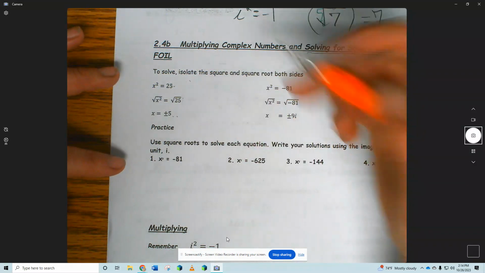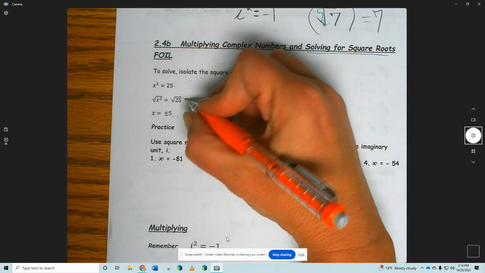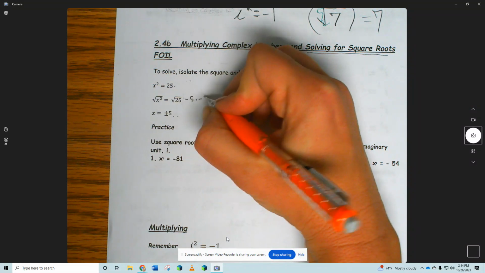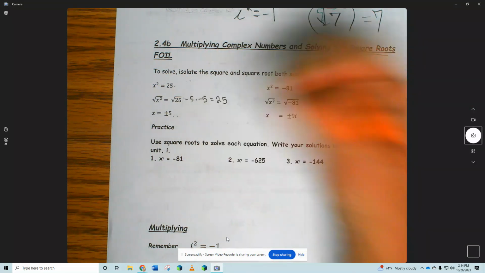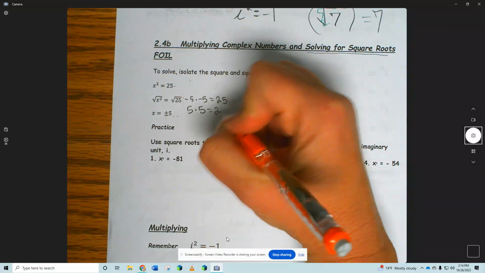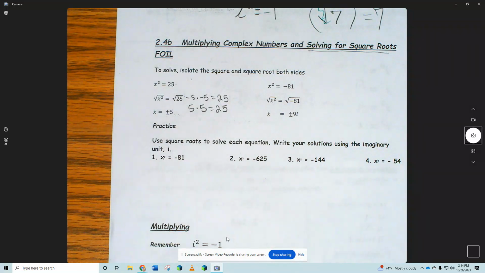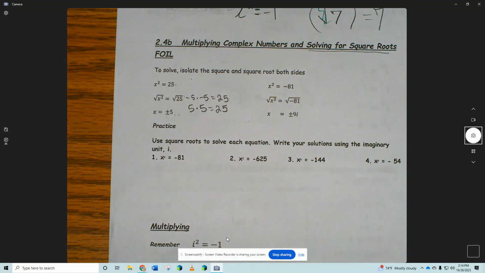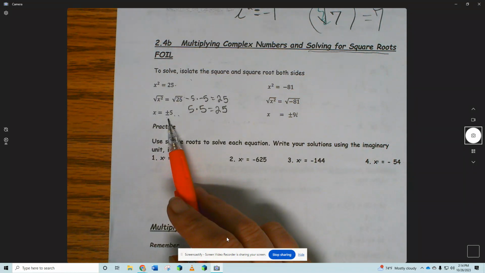And maybe you're wondering, why is it plus or minus? Because -5 times -5 equals positive 25. So there's the negative version. And +5 times +5 also equals positive 25. So that's the positive version. So it's 2 answers, plus or minus. The answer would then be plus or minus 5.